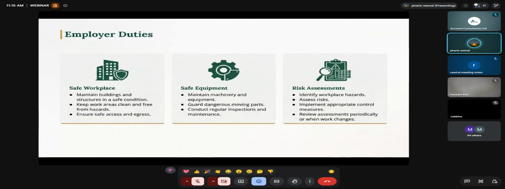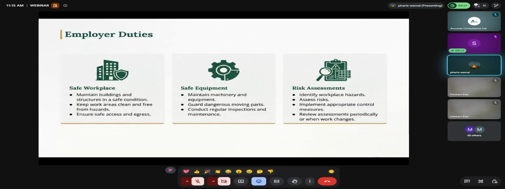Number one is providing a safe workplace. And when we are talking about a safe workplace, it is a workplace with no hazards. As we said, a hazard is something that has a potential to cause harm. So you as the employer have a duty to make sure that the workplace is free from hazards, and if we have hazards, that those hazards are well managed.